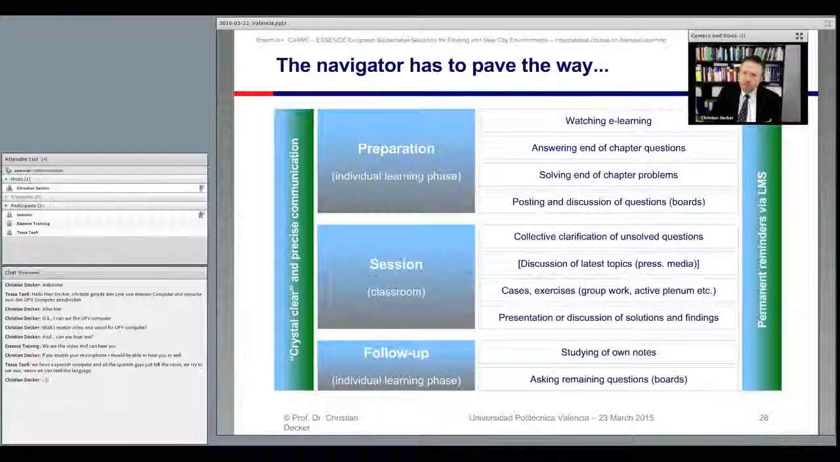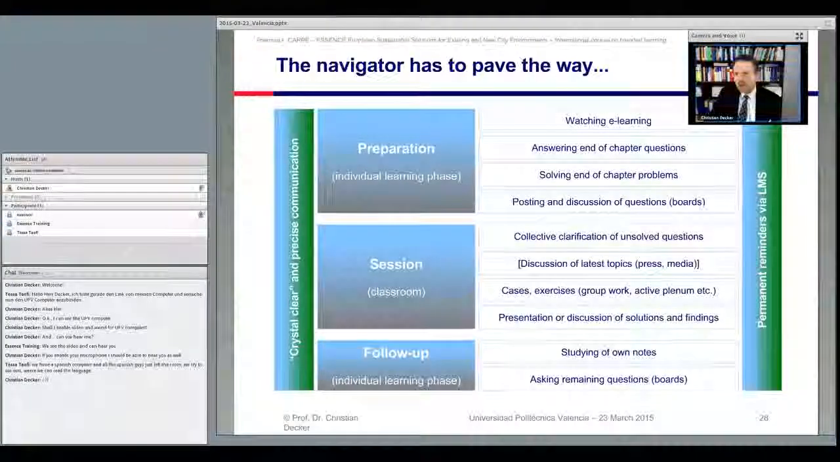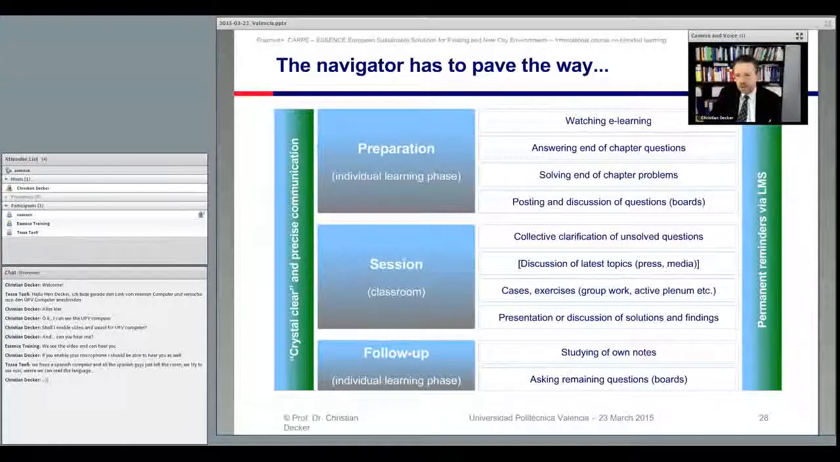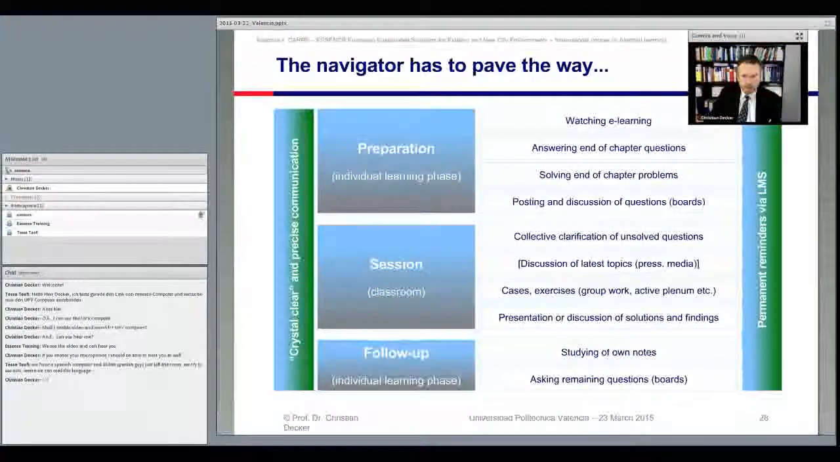Like I said, permanent reminders via the learning management system. This is key for a successful course. Is there a question from your side? Looking at the round, yes, there's a question.